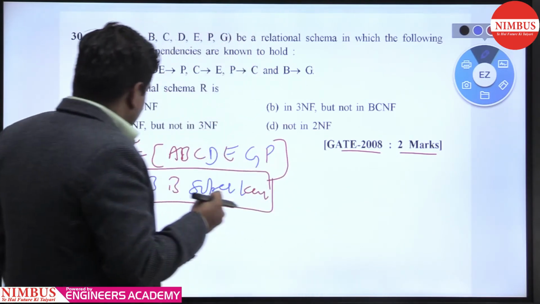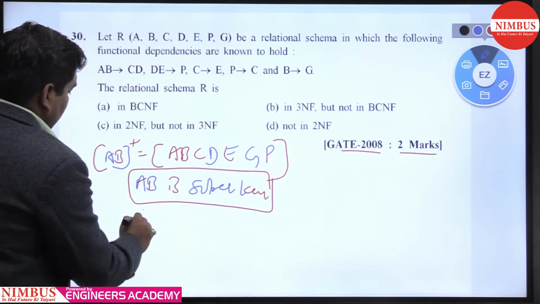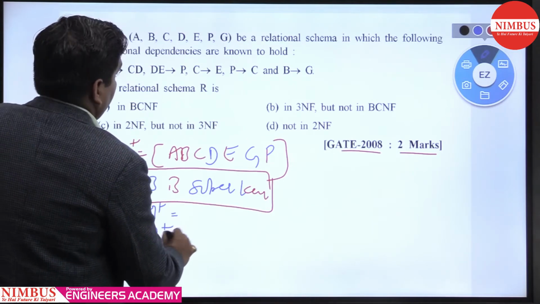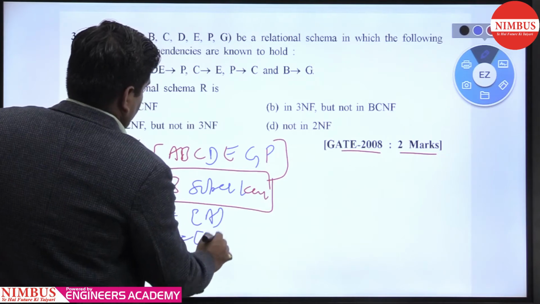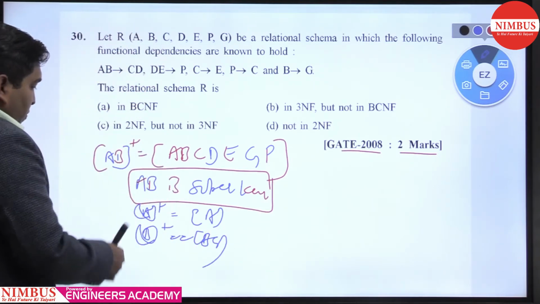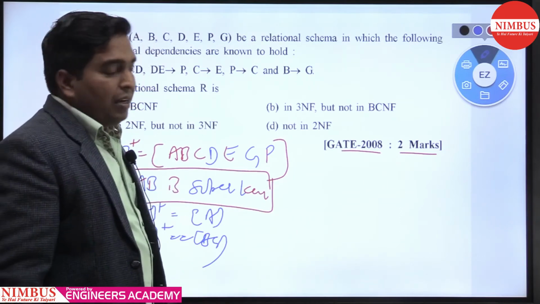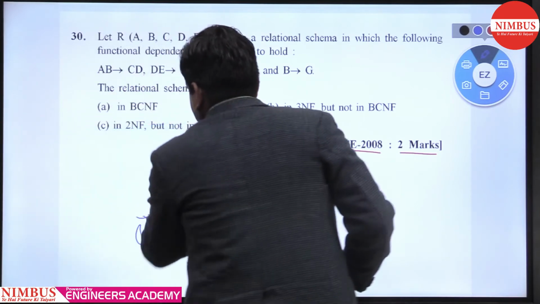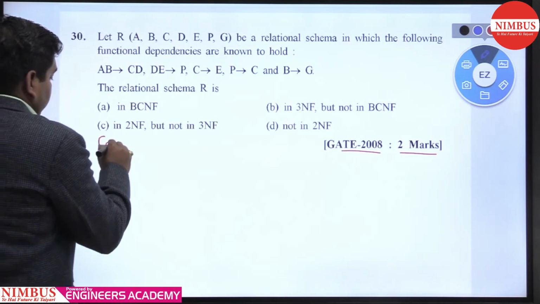Means until we break the super key, we cannot call it a candidate key. So we will take the subsets also, A and B. What is the closure of A? You are getting only A. And what is the closure of B? BG. So if none of the proper subsets of a super key is also a super key, then that key is a super key and a candidate key. Getting my point? So here AB is my candidate key.